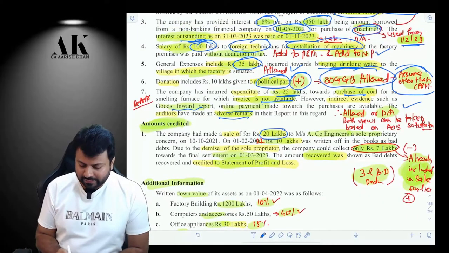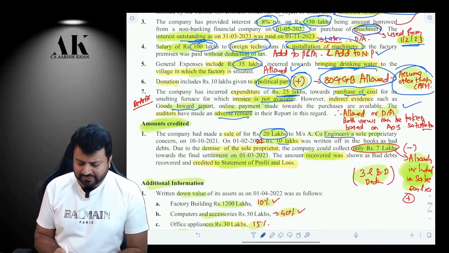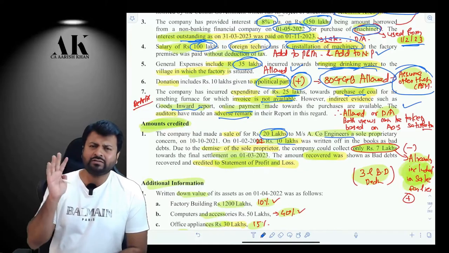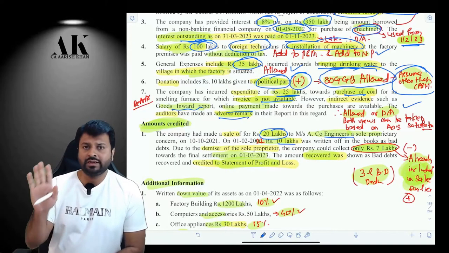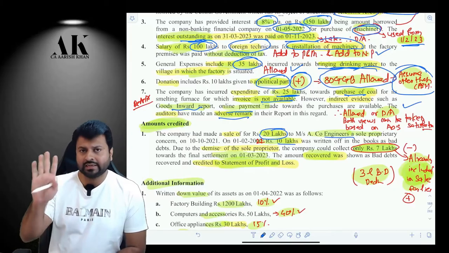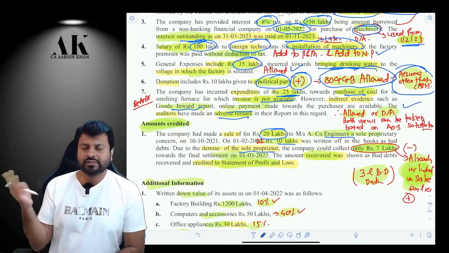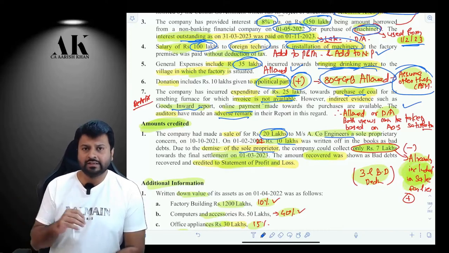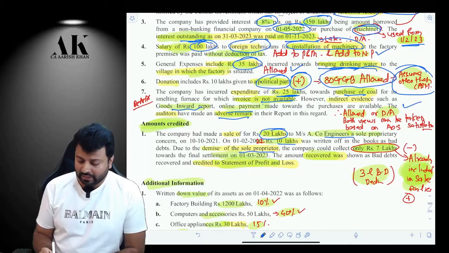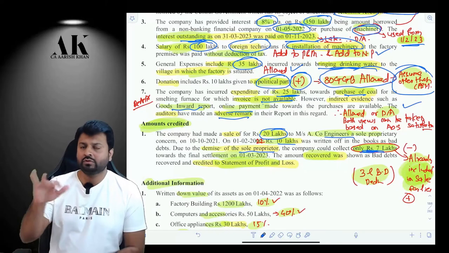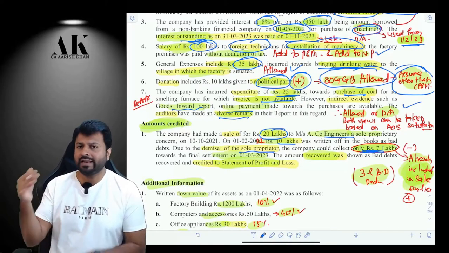You have made a sale of 20 lakh rupees to a person. Now, after 1 or 2 years, out of that 20 lakhs, you have written off 10 lakhs. So now the remaining amount receivable is only 10 lakhs. Now, the person from whom 10 lakh is receivable has died. He expired. Now, we could only collect 7 lakh from him as final settlement. Okay. And the remaining 3 lakh is now absolutely bad debts.